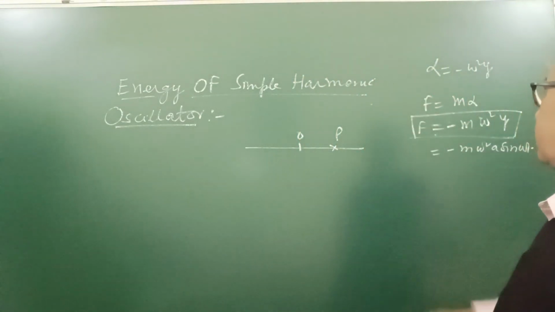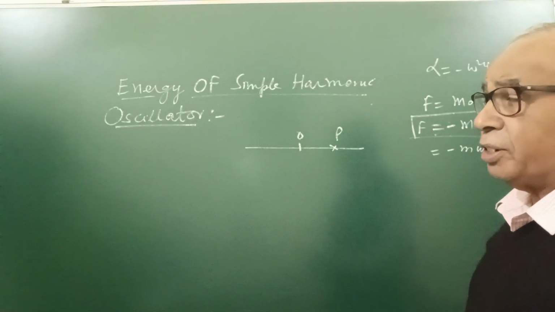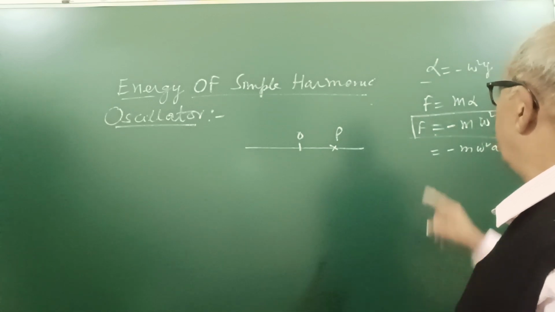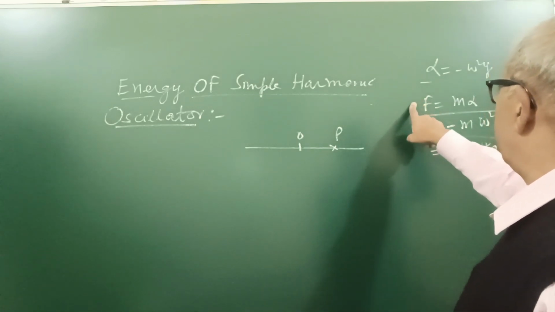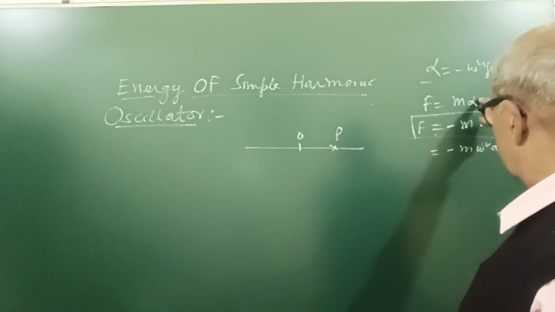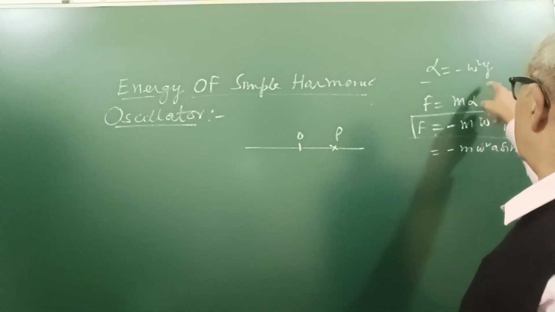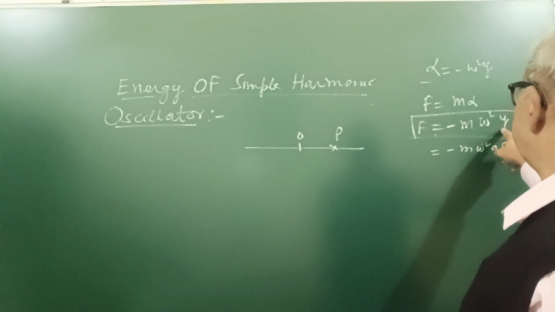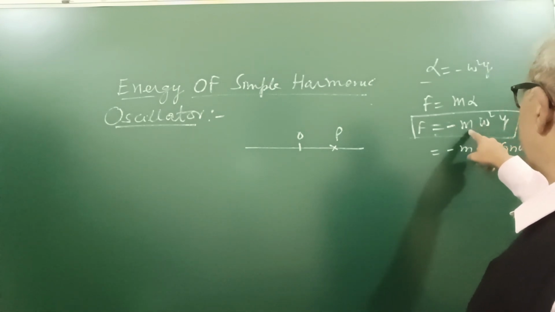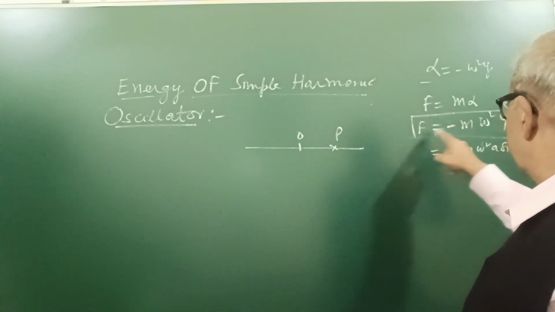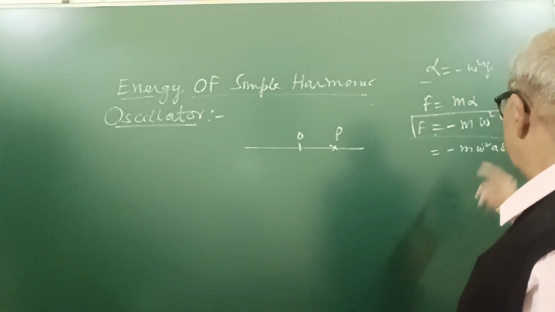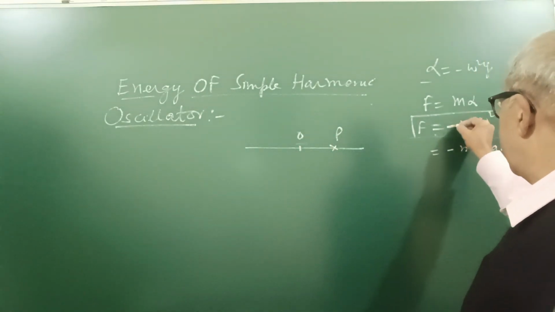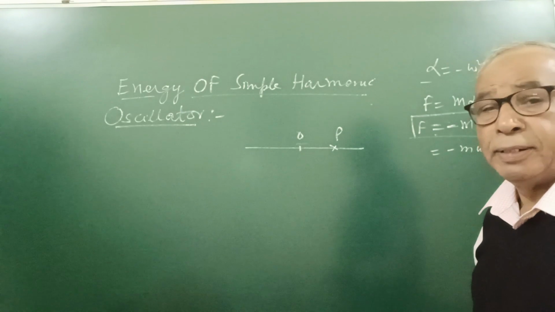Now I told you that the equation of acceleration in simple harmonic motion is alpha equal to minus omega square y. From Newton's second law, F is equal to m alpha, F is equal to ma, the unbalanced force. If I put this here, we get minus m omega square y. Omega square m is constant, so force increases with y. If y is 0, there is no force. The minus sign indicates that the force is toward the equilibrium point.